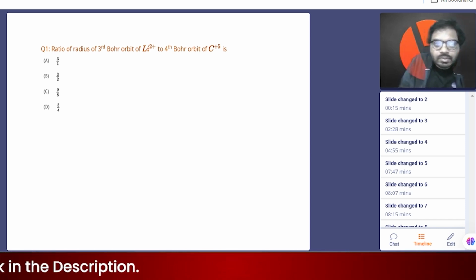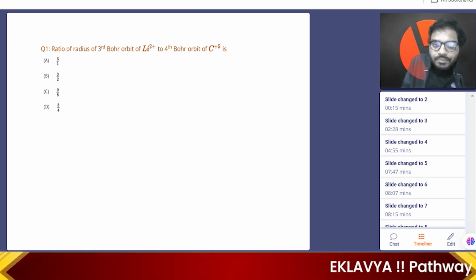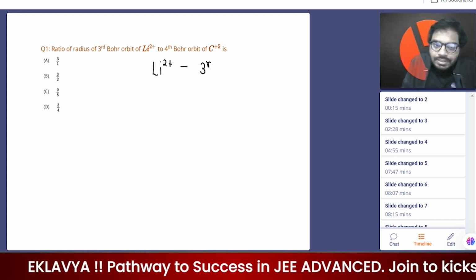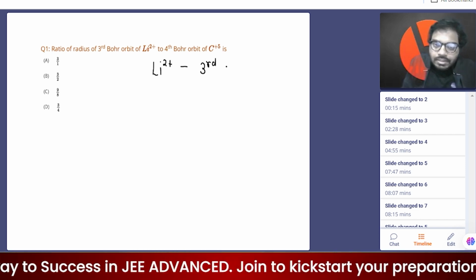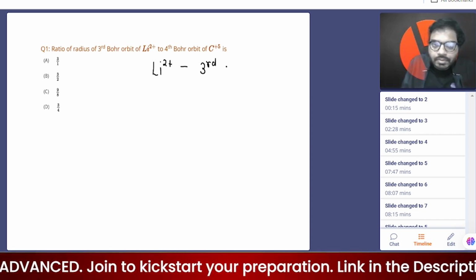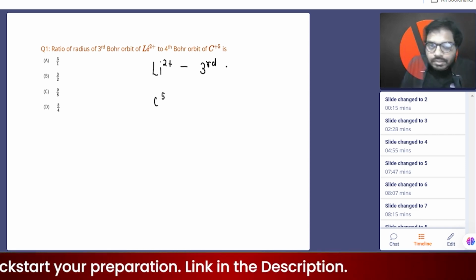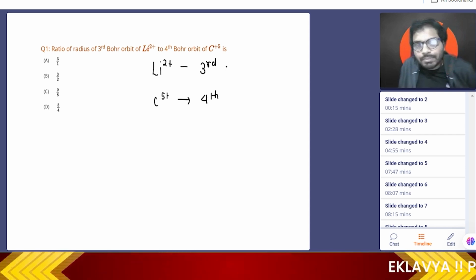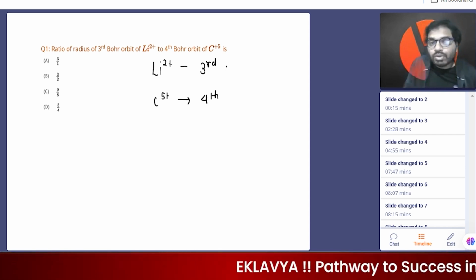So in this first question, it is given that the ratio of the radius of the third Bohr's orbit of the lithium dipositive ion. So lithium ion, third Bohr's orbit radius. And then for the carbon 5 positive, the fourth Bohr's orbit radius, we have to find out the ratio of the radius.